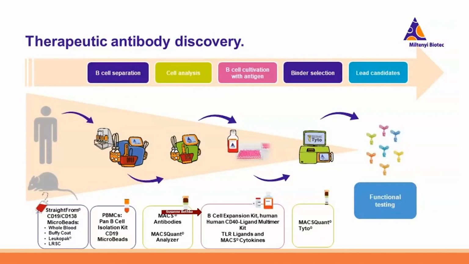And then in the last step, before you really get your lead candidates, you select the binders, because you want to have your antigen-specific B cells, and you can do that with the MACSQuant Tyto with fluorescence-labeled antigen, which works really nicely. And then you can, of course, clone and recombinantly express your antibodies to go into functional testing, where we also have a lot of different products that you can use. If you want to know more about this, I'm going to hold a webinar on this in September. So I'm really happy to welcome you all there.